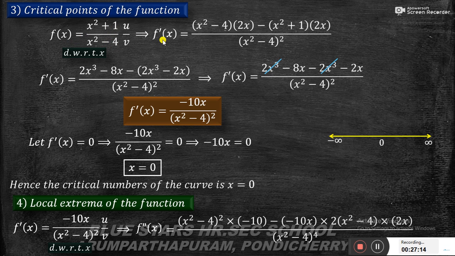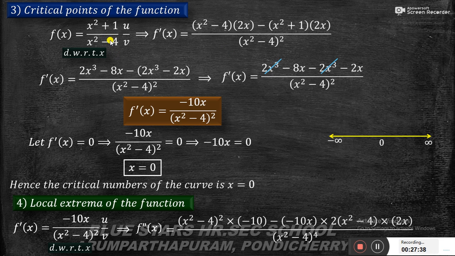The next step, f dash of x. Now we use the u by v method. Differentiation of u by v means first we square the denominator, so v square, into v du minus u dv. This is the formula of d of u by v.